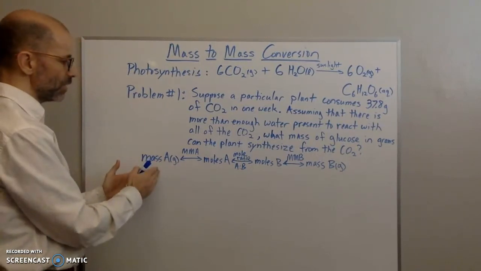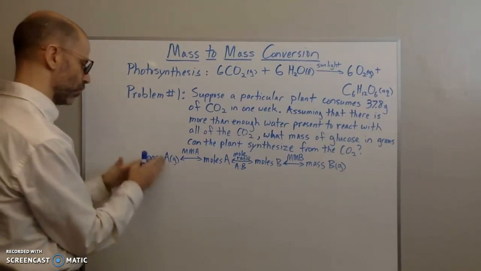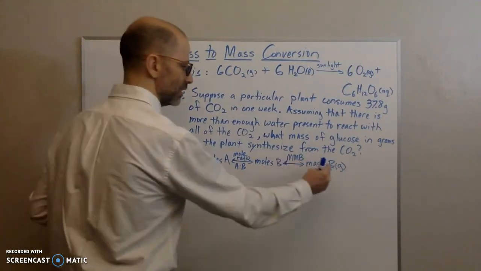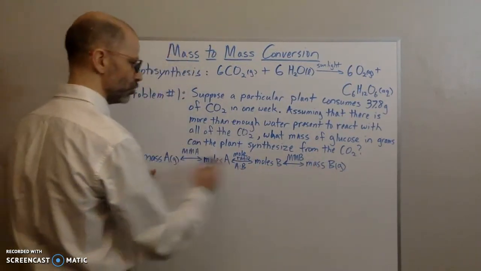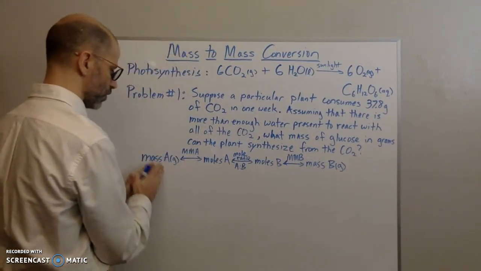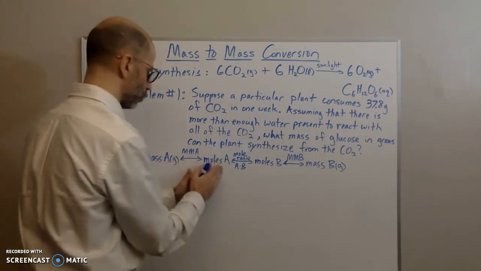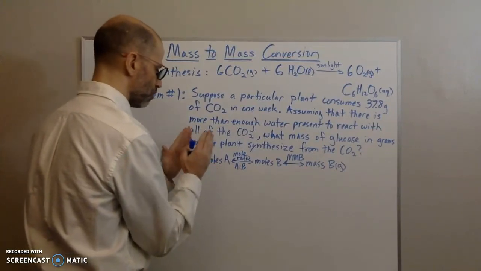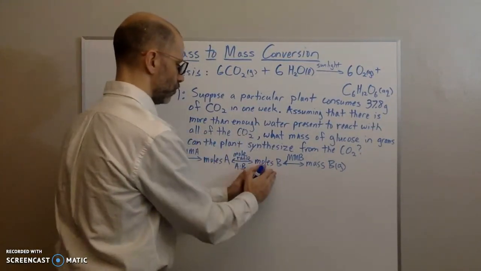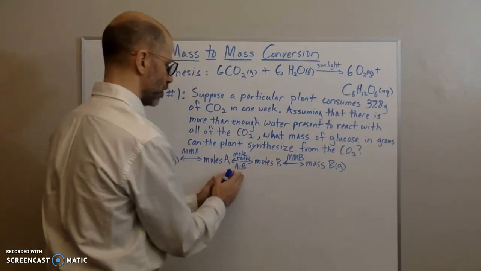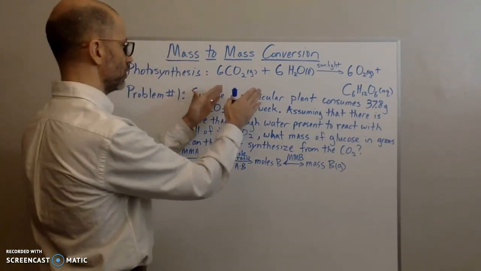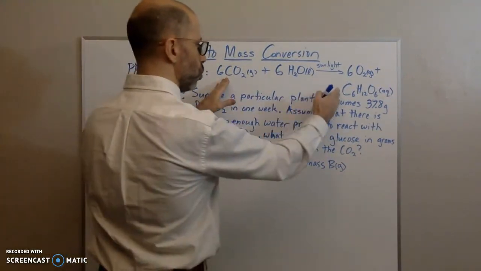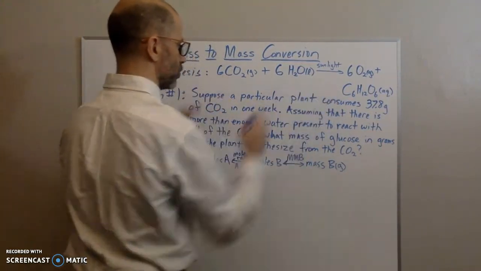And so the roadmap is telling us what we must do. We're going to start with grams of A, carbon dioxide, and we need to get to mass of glucose. In order to do that, we need to first convert the grams of carbon dioxide to moles using the molar mass of carbon dioxide. And then we're going to need to convert moles of carbon dioxide to moles of glucose. And here we're going to use the mole ratio from the balanced equation. So the mole ratio is 6 carbon dioxide to 1 glucose. So that's the mole ratio we're going to use.